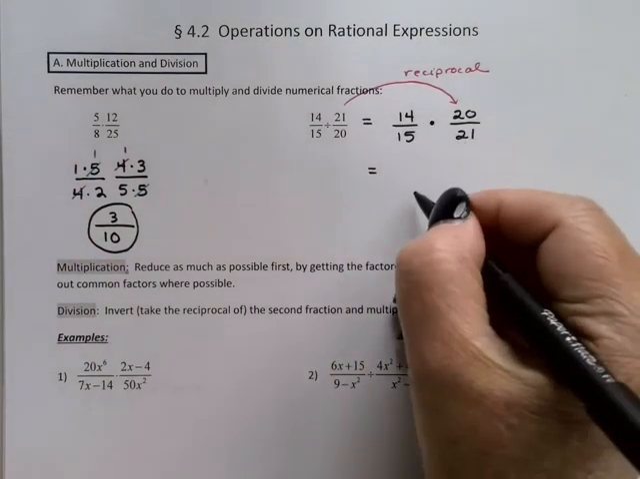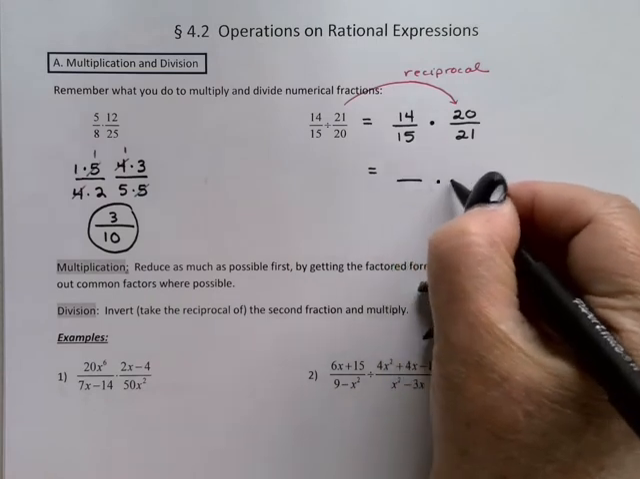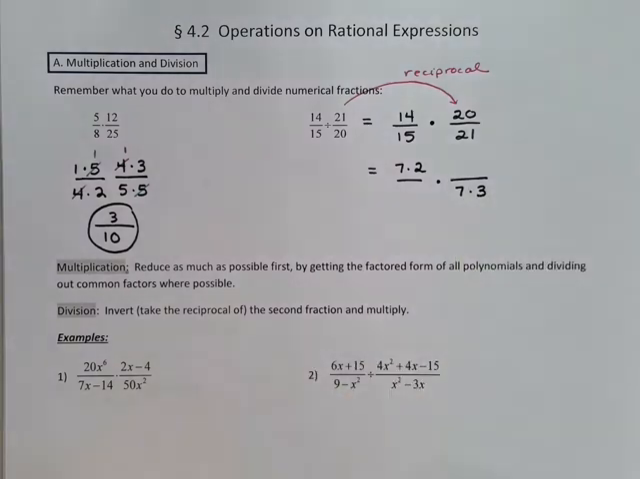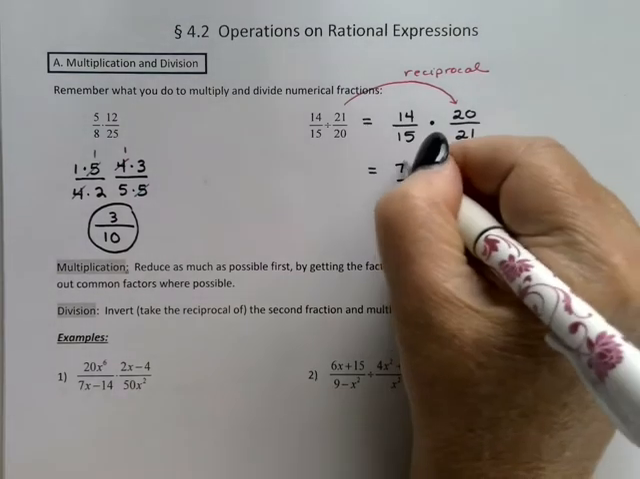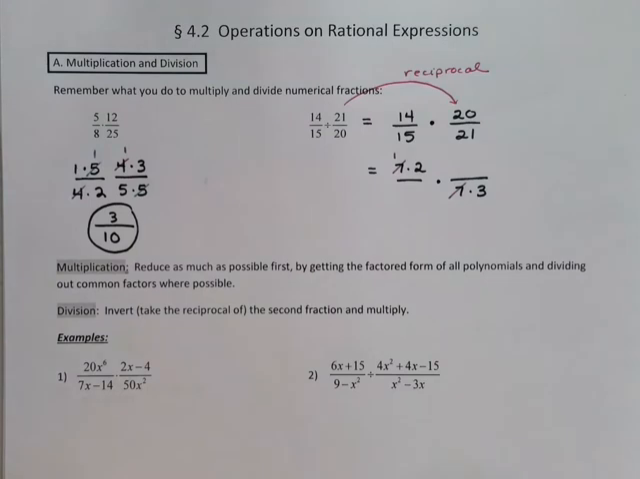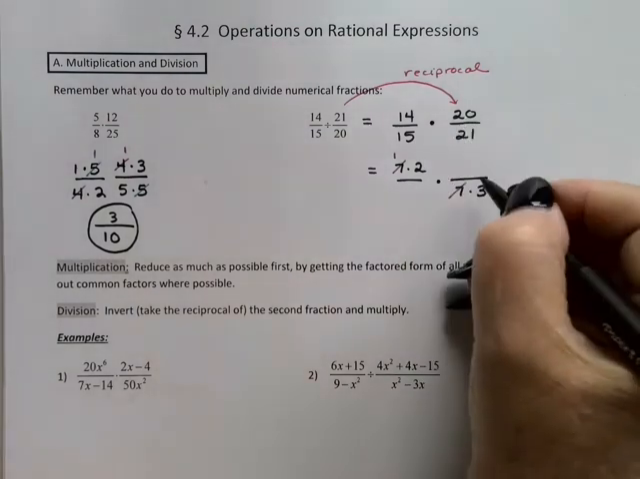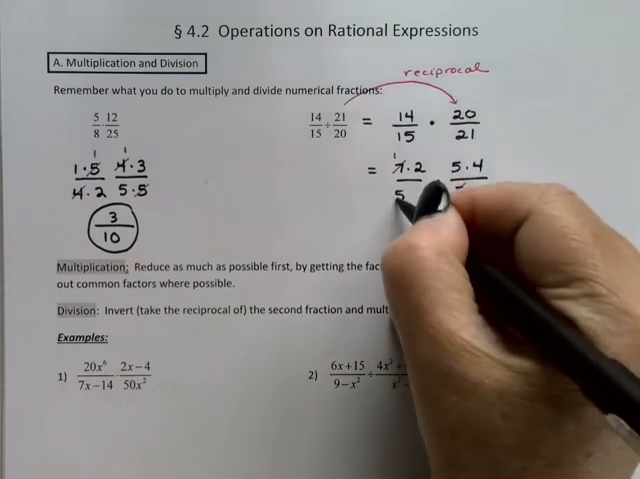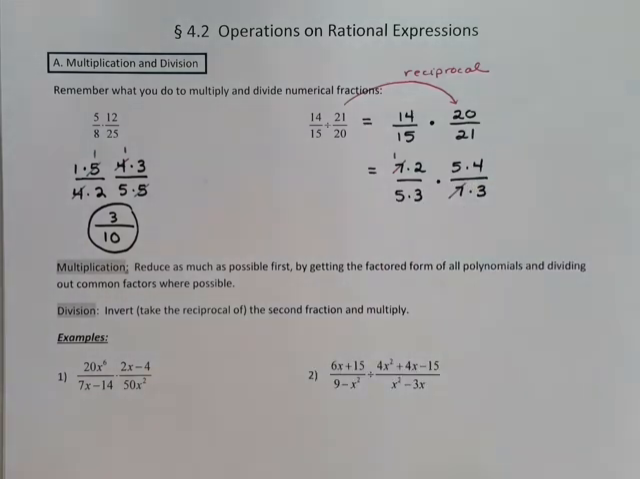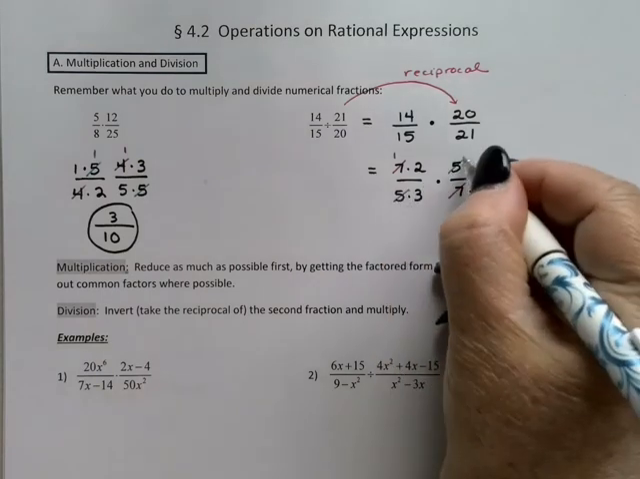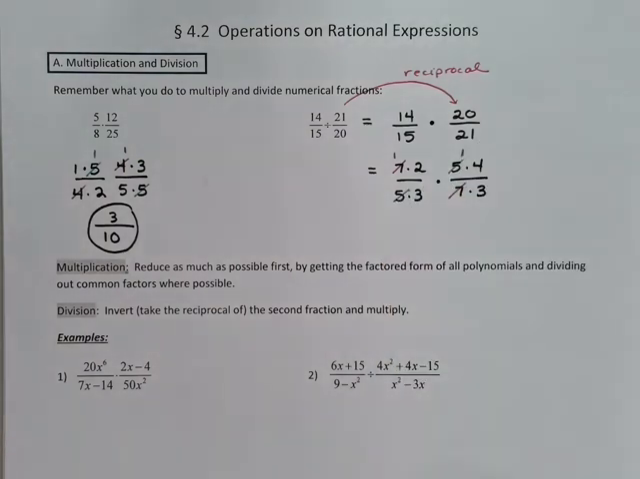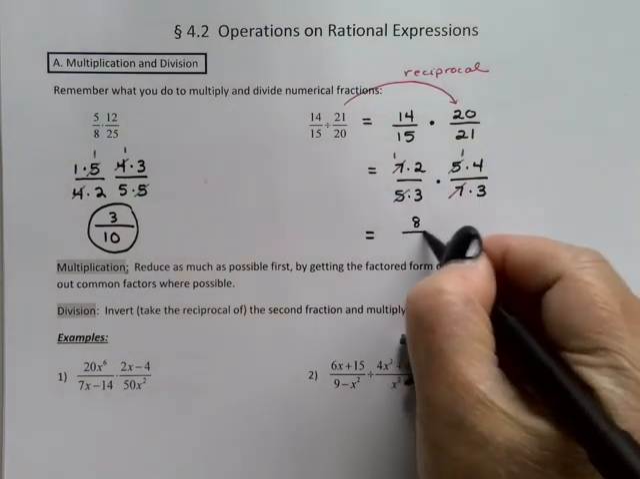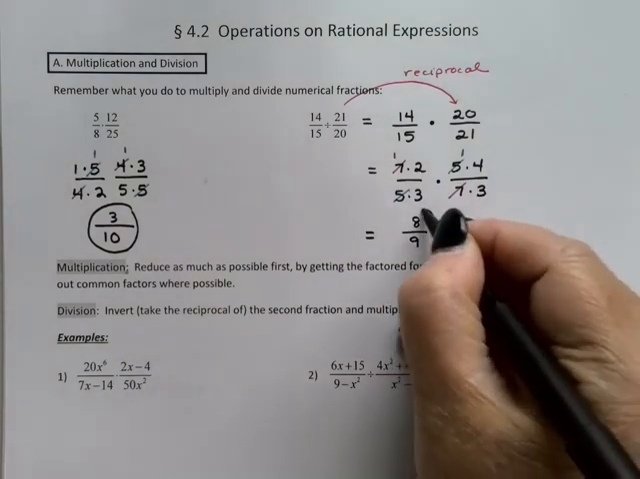For the 14 and the 21, you probably notice a common factor of 7. 7 times 2 and 7 times 3. Or 7 divided by 7 gives you 1. And for 15 and 20, you probably noticed a common factor of 5. 5 times 4 and 5 times 3. And then 5 divided by 5 gives you 1. So we end up with 2 times 4, or 8, on the top, and 3 times 3, or 9, on the bottom.